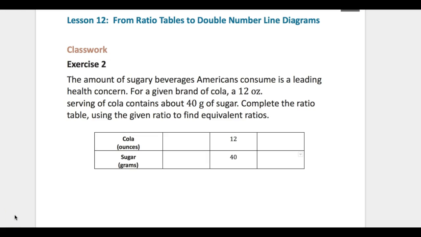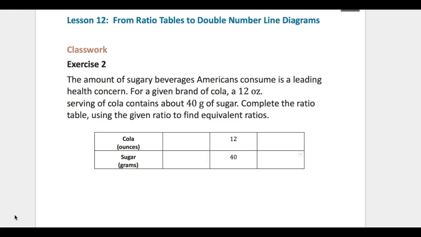So, back to our classwork. Exercise 2. The amount of sugary beverages Americans consume is a leading health concern. For a given brand of cola, a 12-ounce serving of cola contains about 40 grams of sugar. Complete the ratio table using the given ratio to find equivalent ratios. So, what do we need to do? What's this problem about?